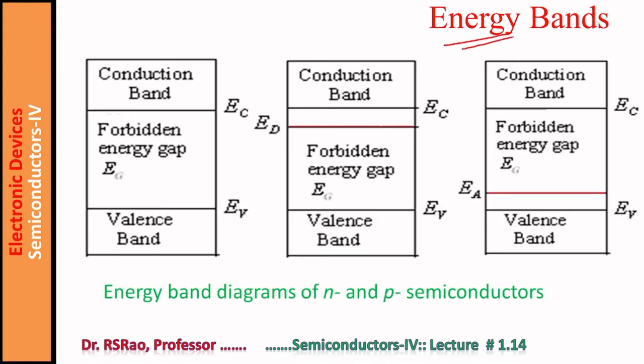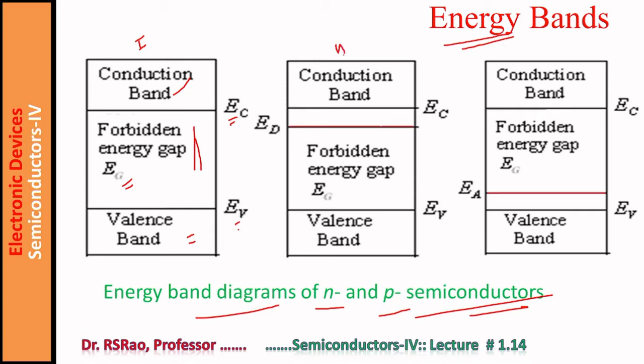Energy band diagrams of N and P semiconductors. This is the conduction band. Its bottom edge is indicated by EC. The valency band is at the bottom. Its upper edge is indicated by EV. EC minus EV, this energy band is forbidden for electrons. This gap is called the forbidden energy gap. It is indicated by EG. This is the case of an intrinsic semiconductor.